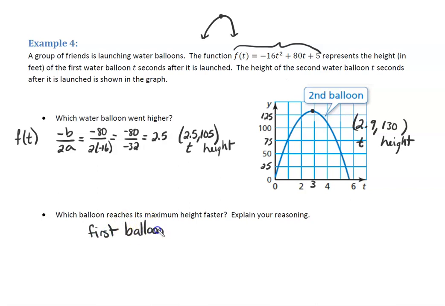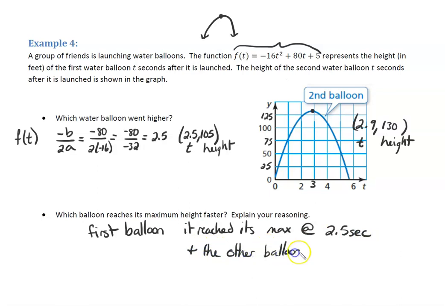And it wants us to explain. So I will just say it reached its max at 2.5 seconds. And the other balloon reached its max at 2.9 seconds. And that would be my explanation.